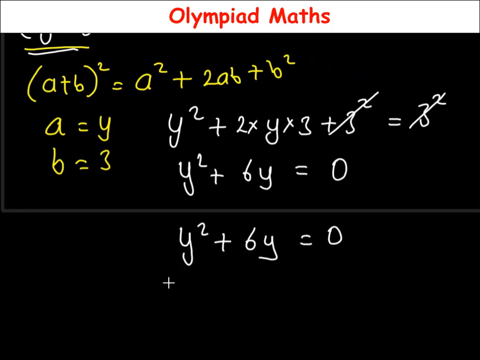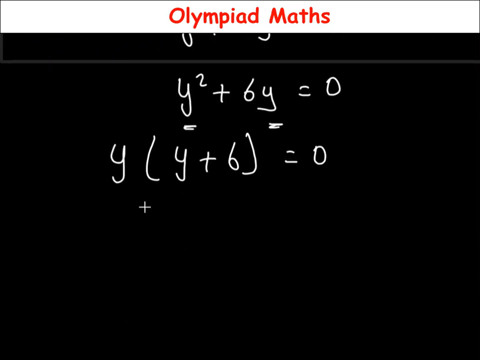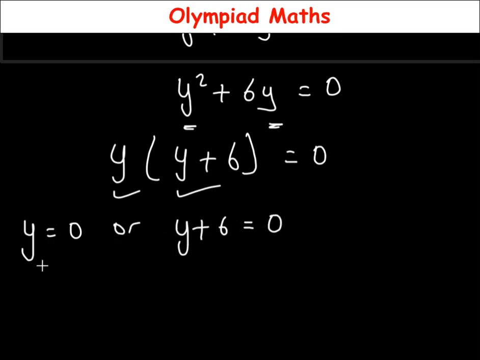Looking at this, we have a common factor, which is y. So factorize out y into brackets. If you bring out y from y², we are left with y, and if you divide 6y by y, we are left with 6. All is equal to 0. At this junction, we can derive two values of y from here. So y is equal to 0, or y + 6 is equal to 0. And with this, we've gotten the value of y.